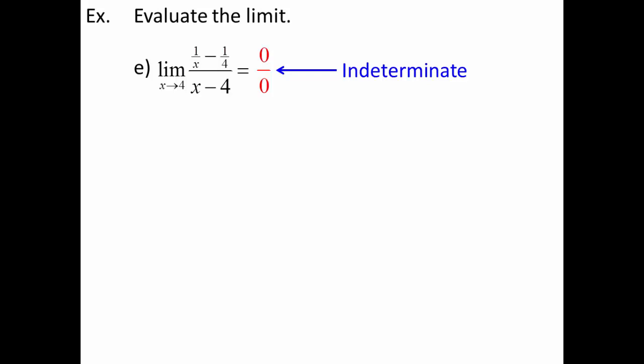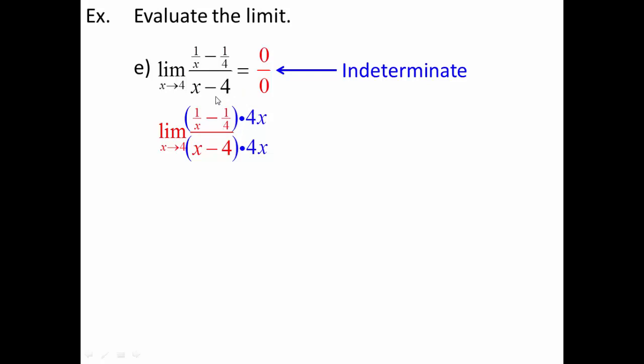Get rid of the fraction on the top by multiplying through by the extra denominator. So if I multiply top and bottom by x, that would get rid of this fraction. If I multiply top and bottom by 4, that would get rid of this fraction. So in other words, let's just multiply top and bottom by 4x. Essentially I'm multiplying top and bottom by the common denominator of the fractions on the top.